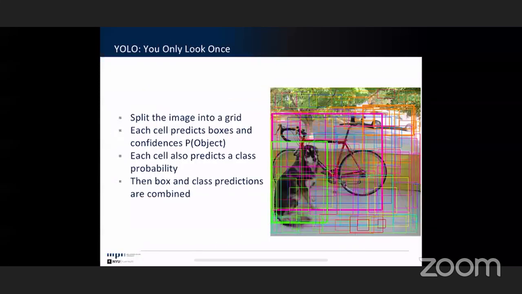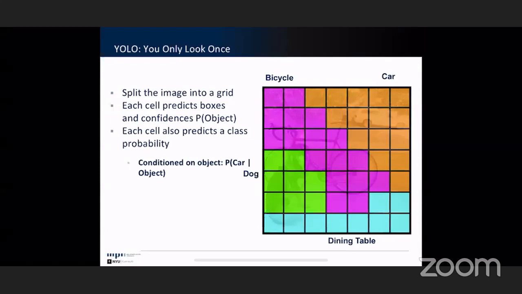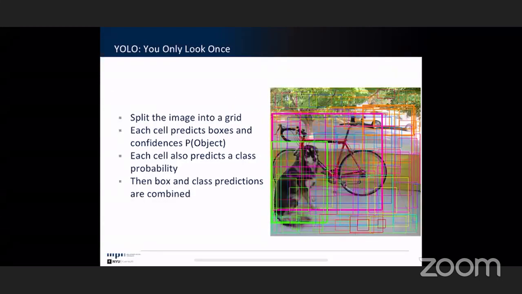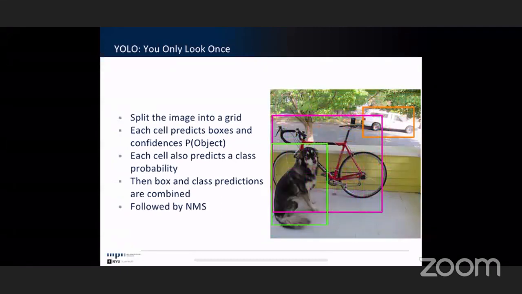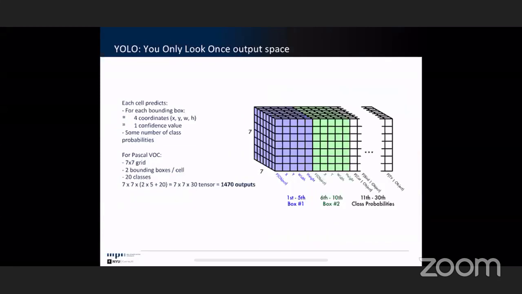And then what do we do? So this is conditioned on the object. Then we simply multiply this with the box confidence of that grid, right? The box and the class predictions are combined, and to combine them we simply do a multiplication. And finally, even after combination, we have too many boxes, so we do something called non-maximal suppression. I'll show what non-maximal suppression is, and then you get the final boxes.